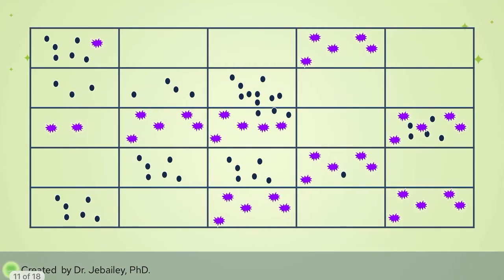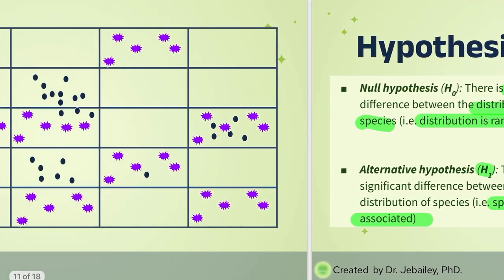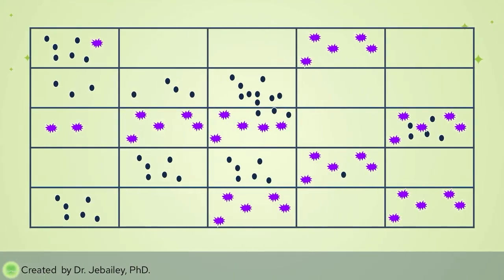Right here, I found the population area in which I have purple flowers and little dotted ones, and we're going to check out this data. But before we can start, we have to come up with a hypothesis. So I have right here the null hypothesis and the alternative. In the null hypothesis, I am saying there is no significant difference between the distribution of the two species. That means the distribution is random. The alternative, which is H1 here, means there is a significant difference between the two species, which means the species are associated. So that's my hypothesis.